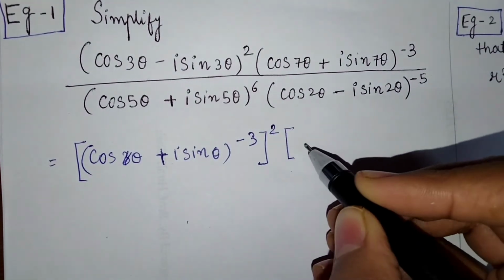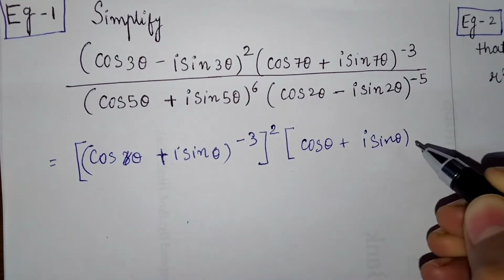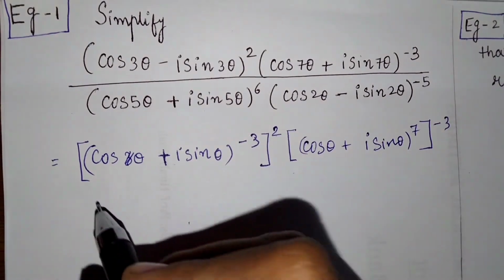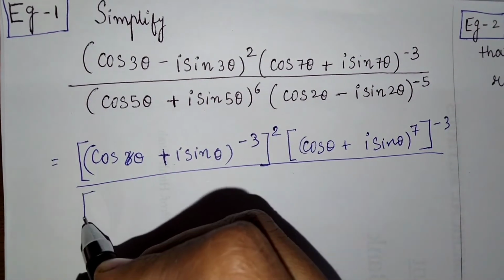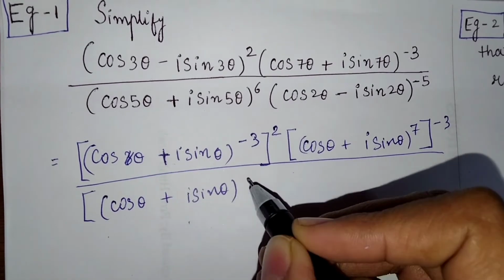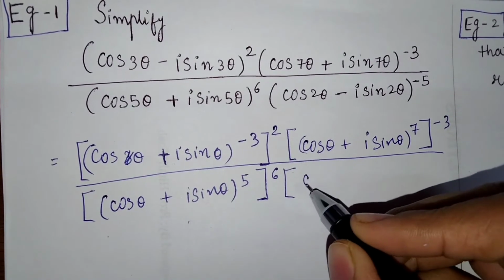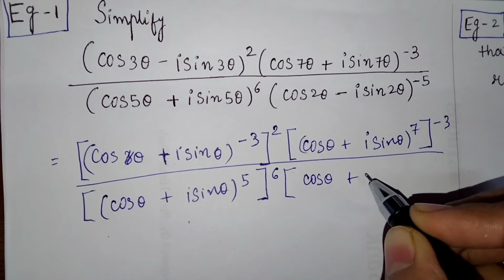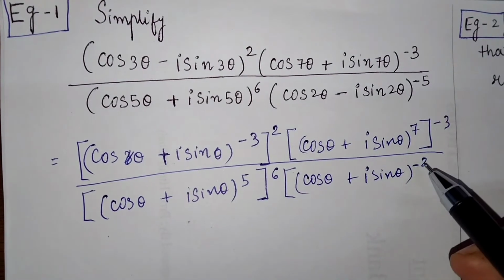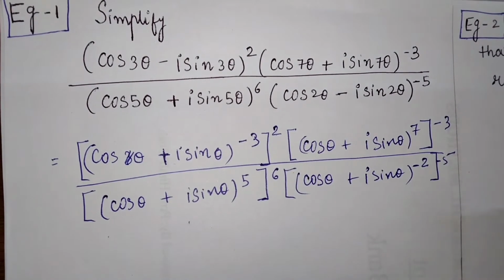Okay, so here also we can write (cos theta plus i sin theta) whole raised to 7, and minus 3 will again remain as it is. Similarly, in the denominator part we will get (cos theta plus i sin theta) raised to 5 and whole raised to 6. Here also (cos theta plus i sin theta) raised to minus 2, because if I multiply it by minus 2, then I will get this term, whole raised to 5 minus 5.